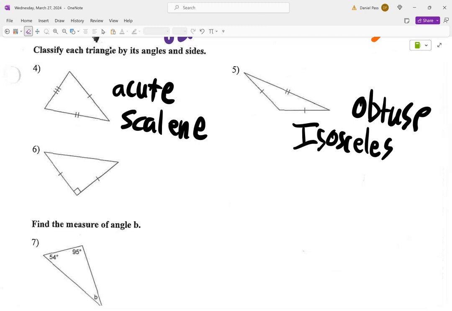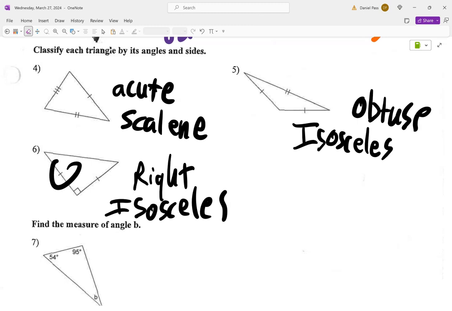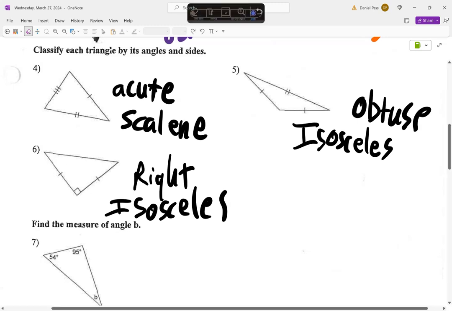Okay, and what's number 6? It's a right triangle. Isosceles. This right angle there. Isosceles because there's two equal sides. Wow, you didn't even check your answers with me. That was excellent.